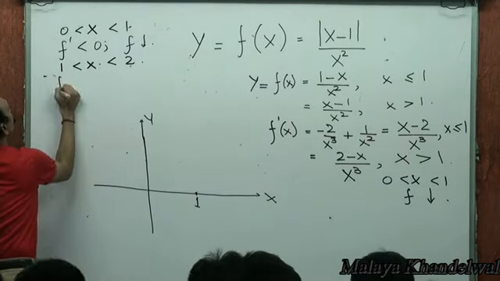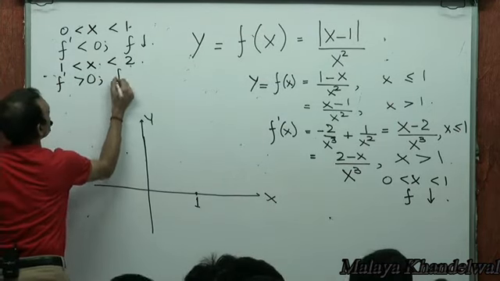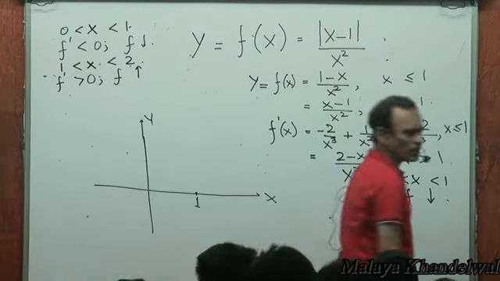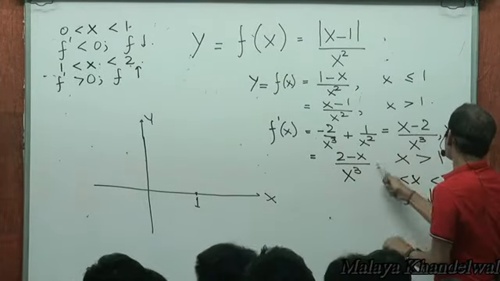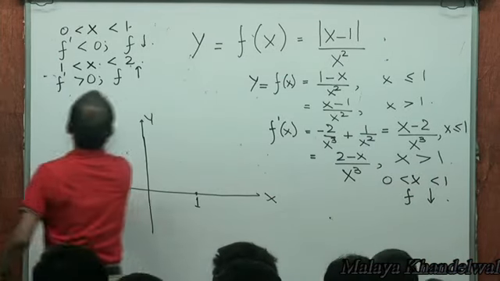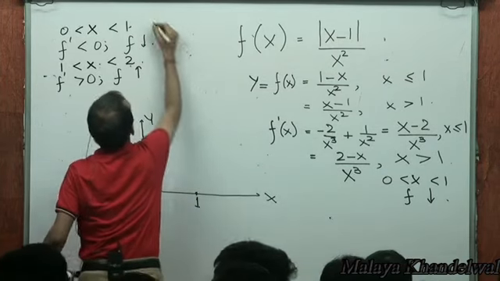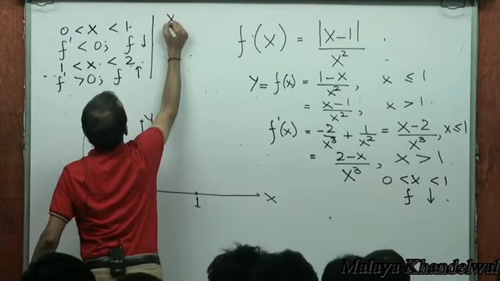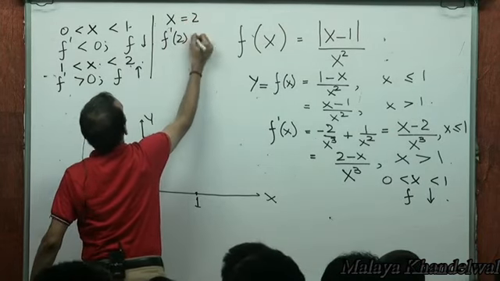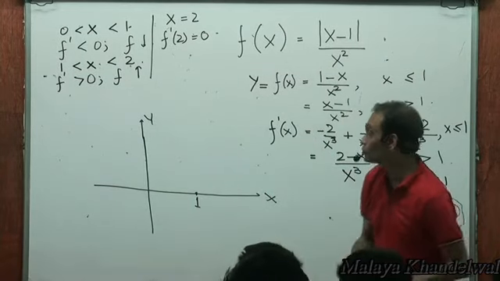Less than 2, f dashed x is positive. Therefore, f must be increasing. Yes or no? At x equal to 2, f dashed becomes 0, right? At x equal to 2, f dashed 2 is 0. You would expect a stationary point at x equal to 2.